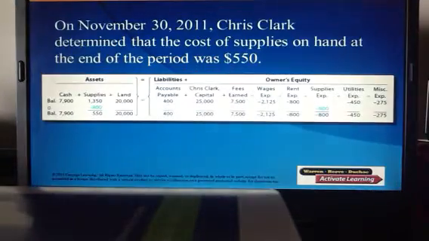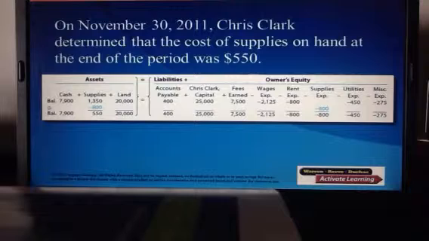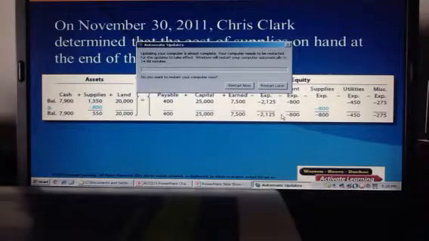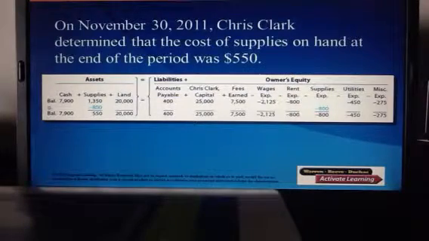On November 30th, Chris Clark determined that the cost of supplies on hand at the end of the period was $550. Notice we initially bought $1,350 worth of supplies. Now we've determined that we have $550 left, so the difference, $800 of supplies, must have been used. Any asset that's used up is called an expense, so notice here we're transferring $800 out of the supplies account into the supplies expense account. And again, the supplies expense is listed as a negative because it's reducing owner's equity.